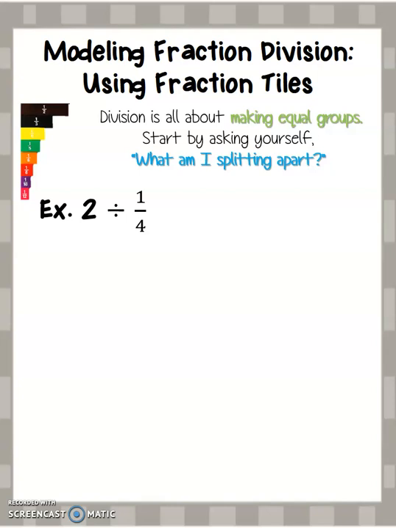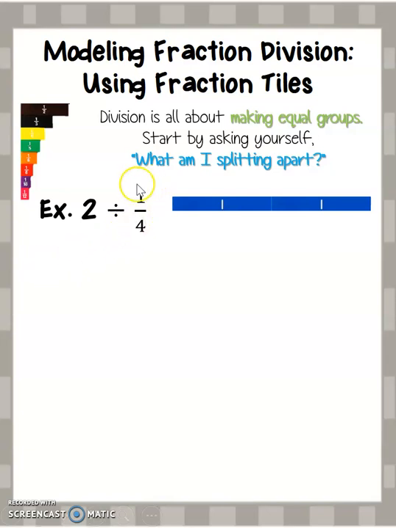So remember, we're starting by asking, what am I splitting apart? The dividend, or the amount we split apart, always comes first in a division problem. So that means I'll take out two one-whole fraction tiles to show that I'm splitting apart two full groups.